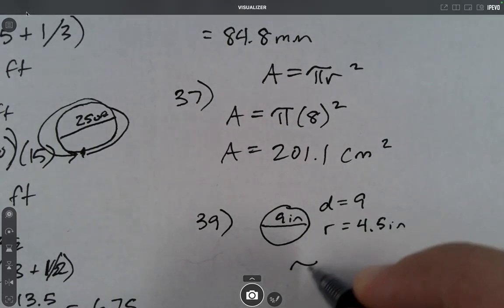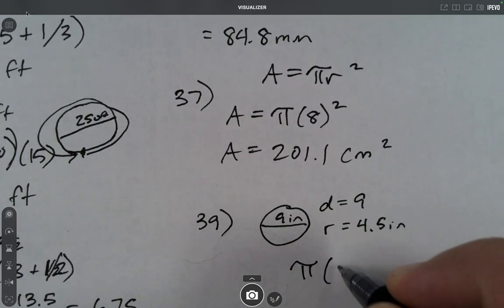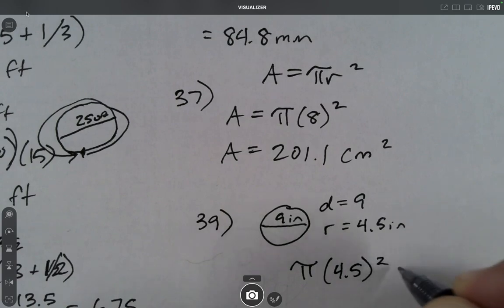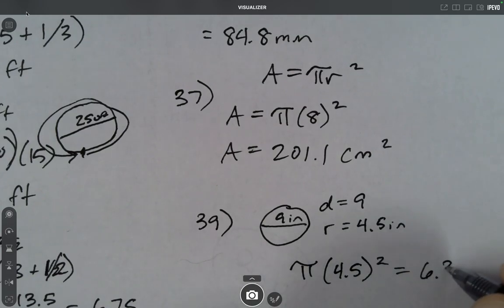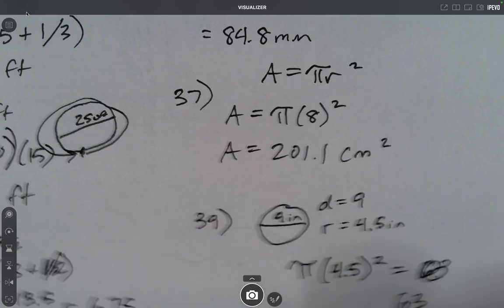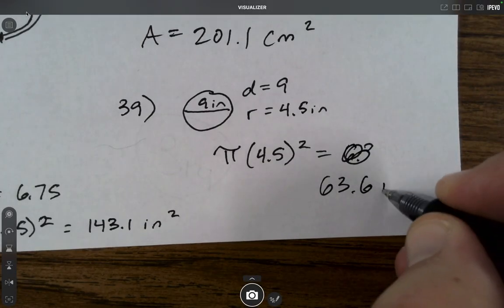So we plug this into the area formula. Pi times 4.5 squared ends up being 63.6 square inches.